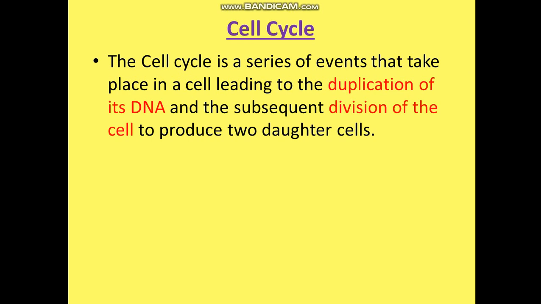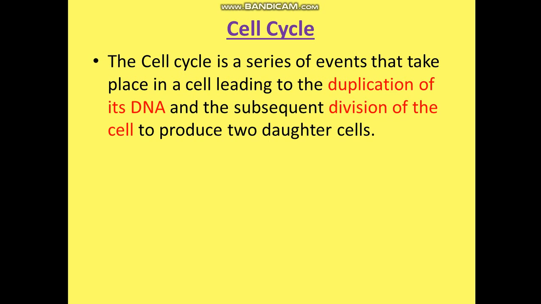Duplication of its DNA. What is the need of cell cycle? Two needs: duplication of its DNA and then subsequent division of the cell giving rise to two daughter cells. We generally call it a daughter cell only. It has nothing to do with the male female category. Okay, it's just the depiction of daughter cells. Clear? Don't get confused here.